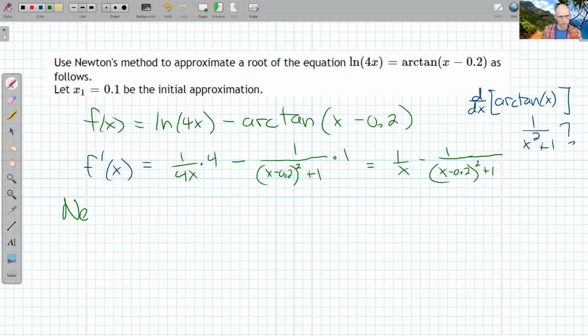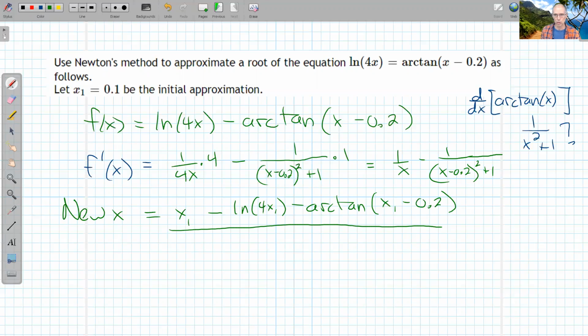So then our new x, based on a given x1, is going to be x1 minus the original function, natural log of 4x1 minus the arctan of x1 minus 0.2, all over 1 over x. Oh, not all over, that was too much. Chill, Gary. Just the function is divided by the derivative, not the x in front. 1 over x1 minus 1 over x1 minus 0.2 squared, then plus 1.